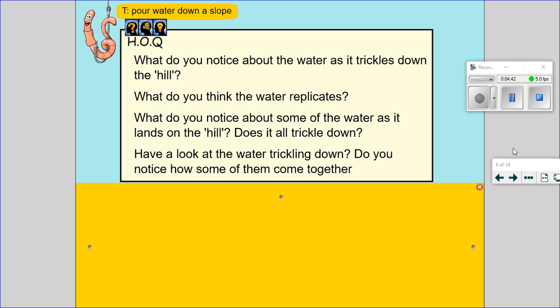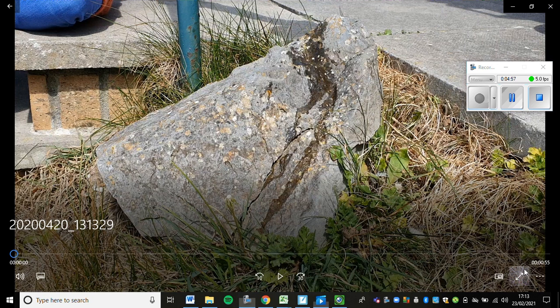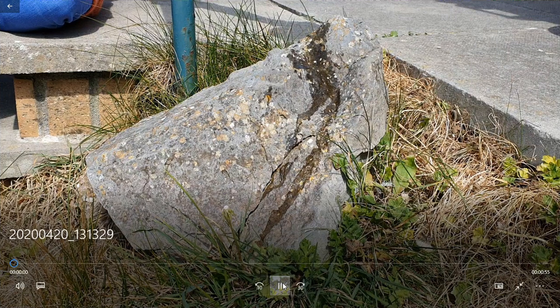What do you notice about some of the water as it lands on the hill? Does it all trickle down? Have a look at the water trickling down. Do you notice how some of them come together? So we're going to have a little watch now, and I want you to think about those questions as we do. Here we go.